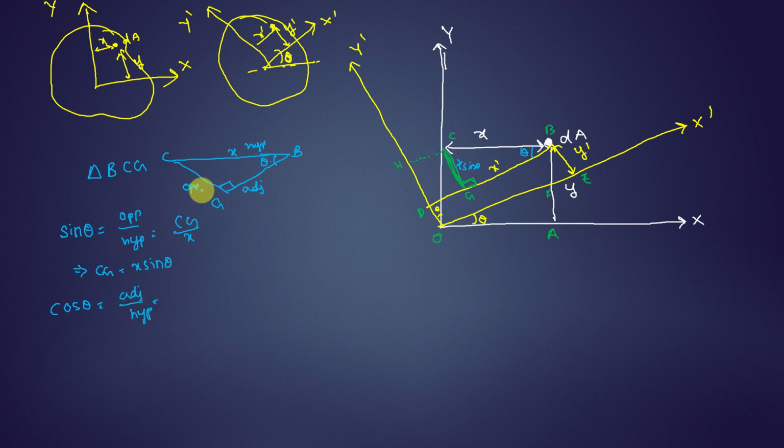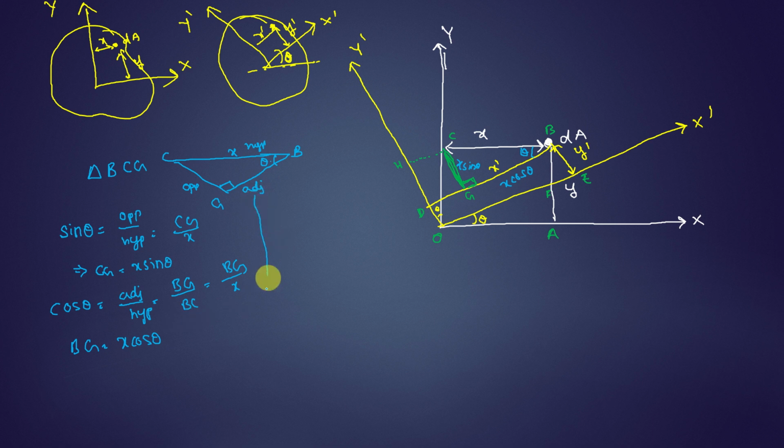So what is the adjacent side here? BG. The hypotenuse is BC, which is nothing but x. So BG is equal to x cos theta. So we got the BG value as x cos theta, right?